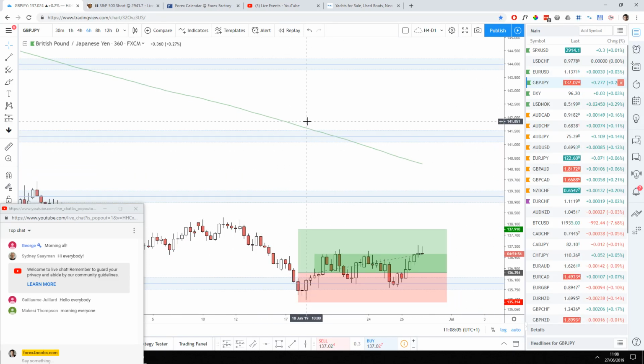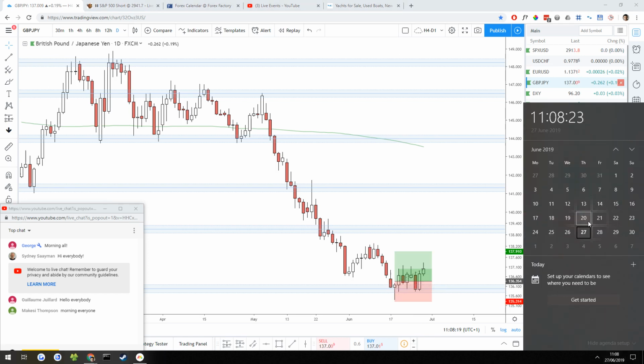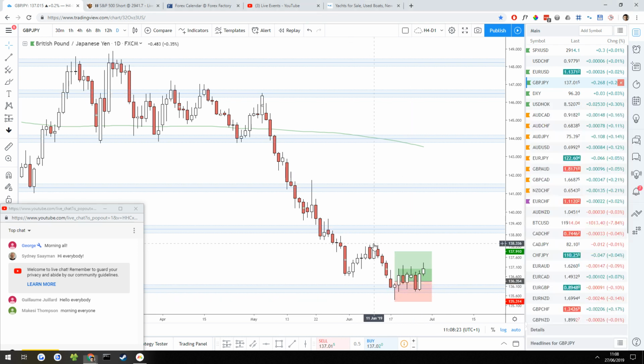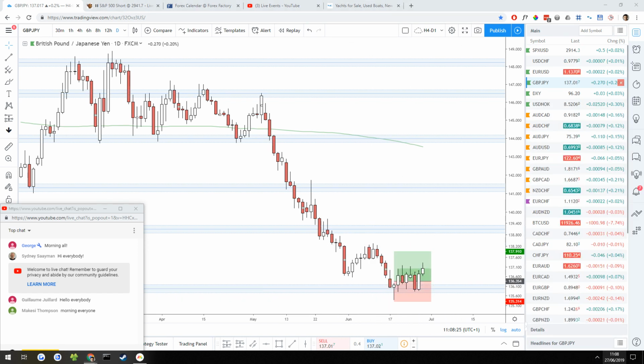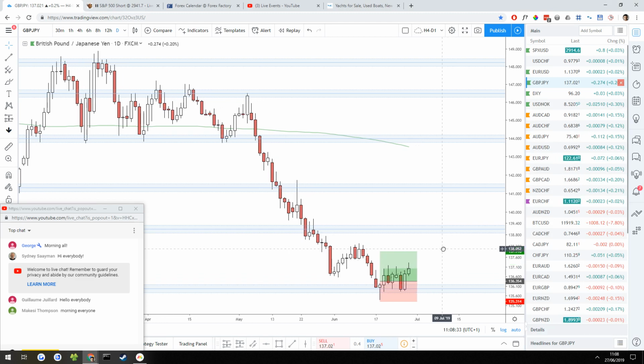GBPJPY, I believe I shared this trade, what was it, last week or something? Can't remember. I think it might have been last week, but we can see just by the chart. So it triggered on the 19th of June. Yeah, I think I shared this in last Tuesday's analysis, the analysis I did on Tuesday, the 18th. I shared a long trade here.